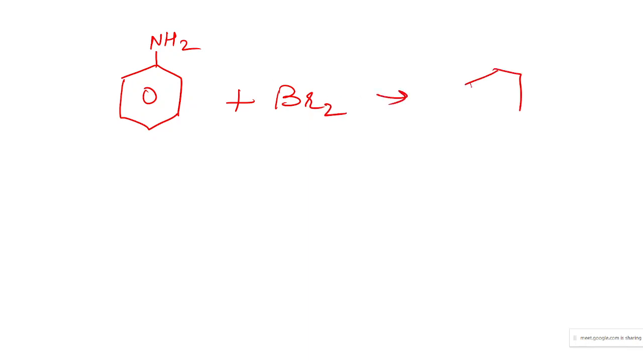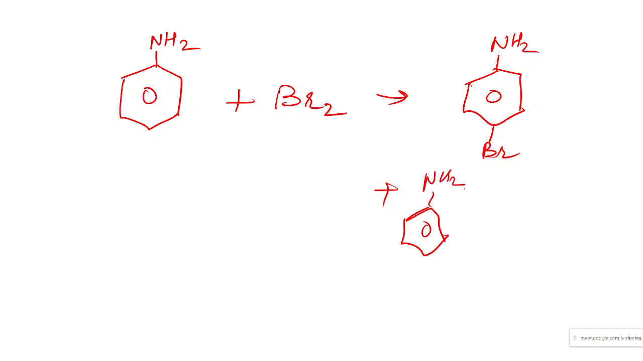You see, if this is your NH2 and you are using Br2, then you will get two products: NH2 with one Br present here, plus NH2 with one Br present here. Because here, since no hydrogen is there, it cannot be substituted here, and so no meta directing product.